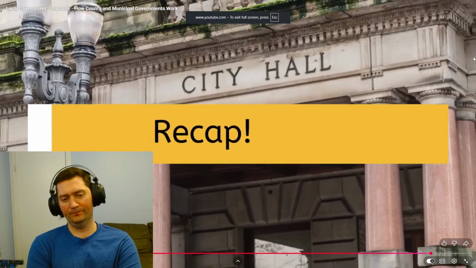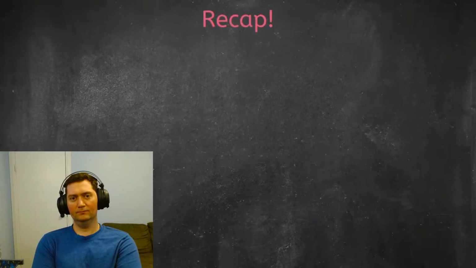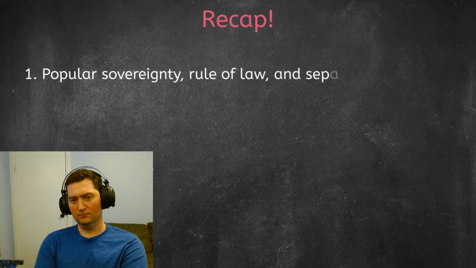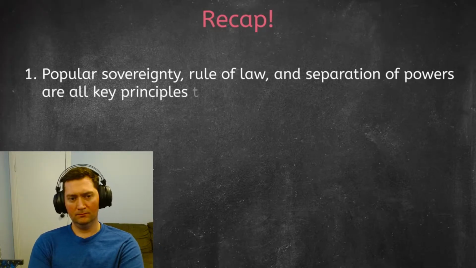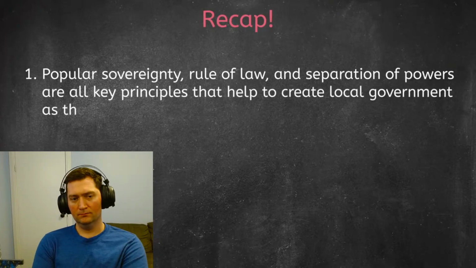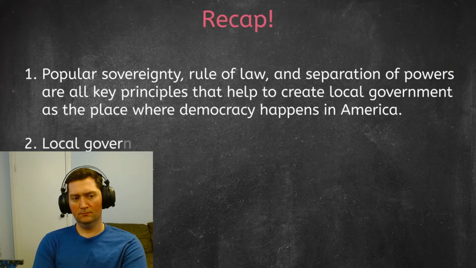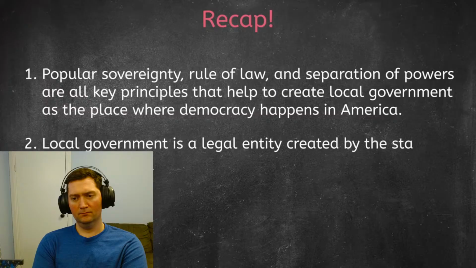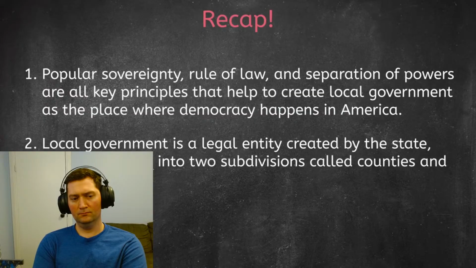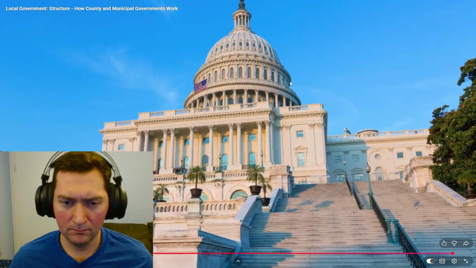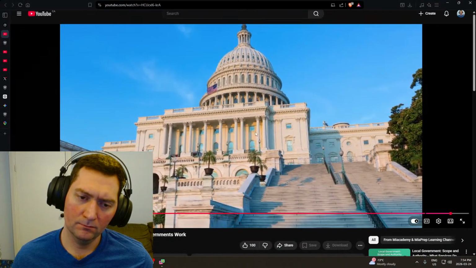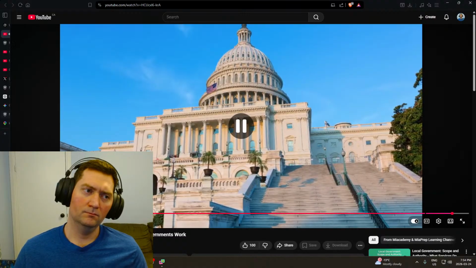Recap. Popular sovereignty, rule of law, and separation of powers are all key principles that help to create local government as the place where democracy happens in America. Local government is a legal entity created by the state, and it is divided into two subdivisions called counties and municipalities. That's all for us today. In our next lesson, we will analyze the local government in terms of its power and scope.